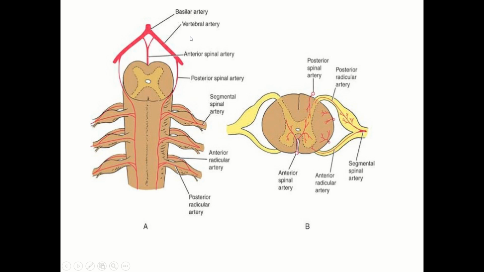You can see here the anterior spinal artery, joined by contributions from both vertebral arteries. And this is a posterior spinal artery. In this diagram it is directly shown arising from the vertebral artery. Sometimes the posterior spinal artery may also arise from the posterior inferior cerebellar artery. And here you can see a segmental artery entering through the intervertebral foramen and then dividing into the anterior radicular artery and the posterior radicular artery, which pass along the respective nerve roots.